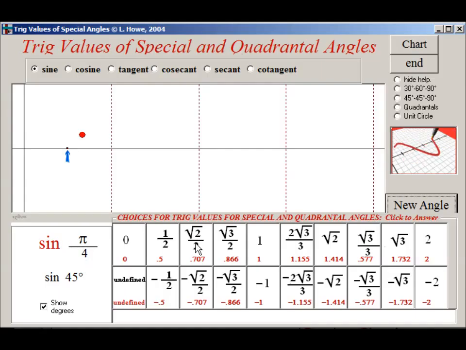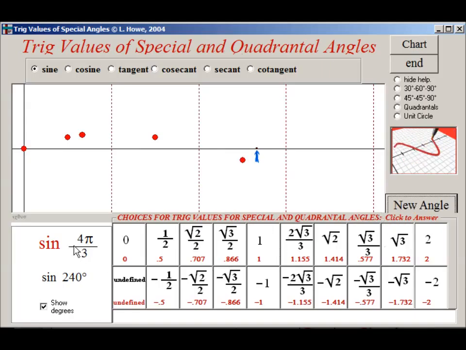I know that that one is the same as its complement, so that is the sine of that one. New angle, the sine of 3 pi over 4, still also the same. Sine of 0 is 0. The sine of 5 pi over 4 is the same as pi over 4 in the first quadrant, but it's negative.